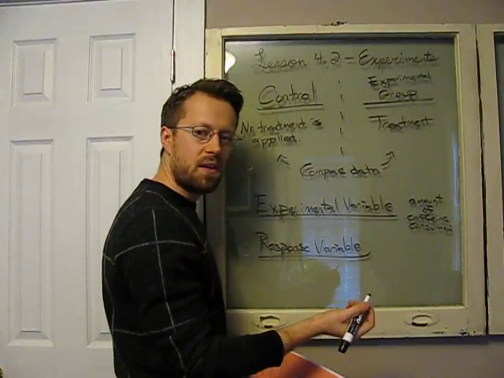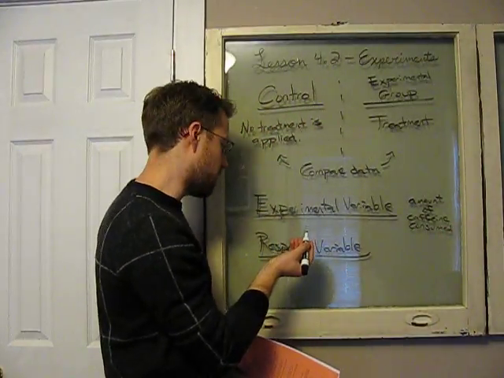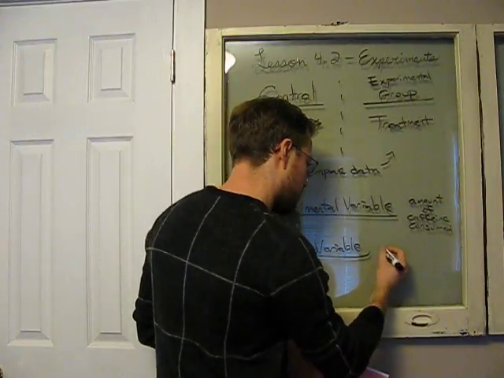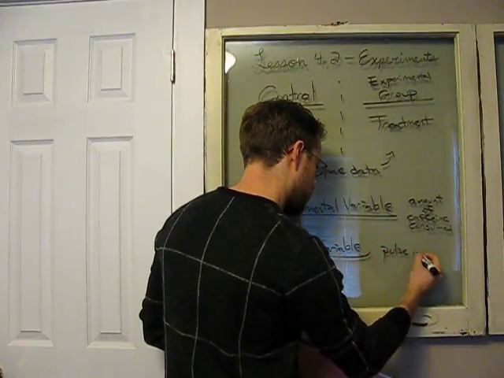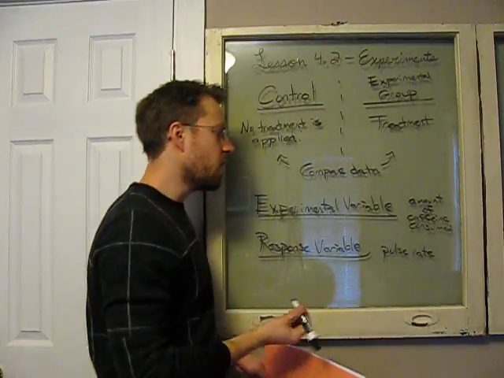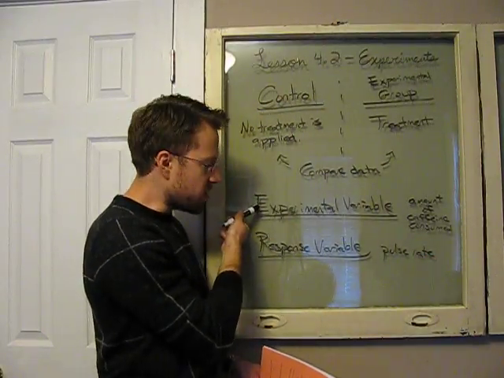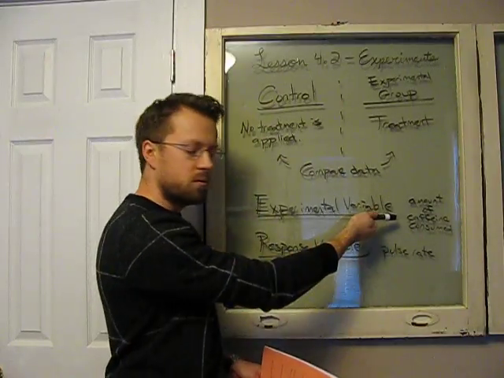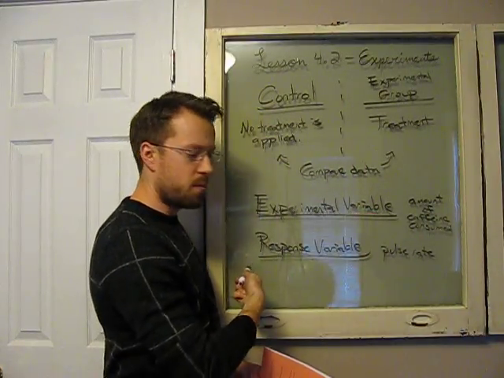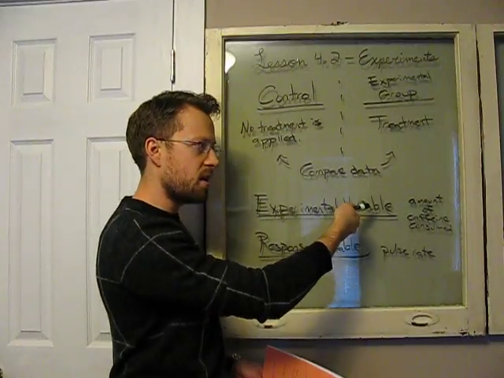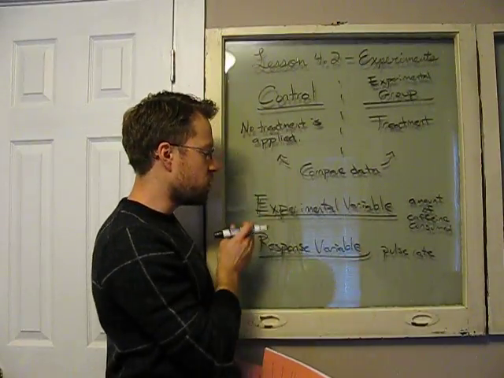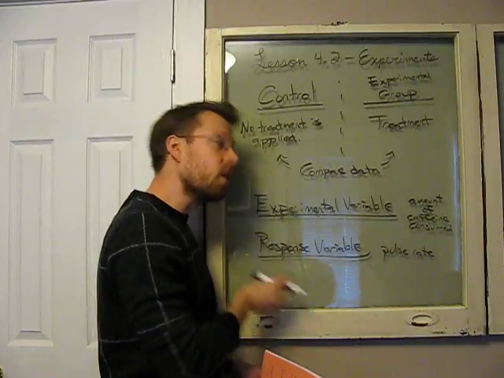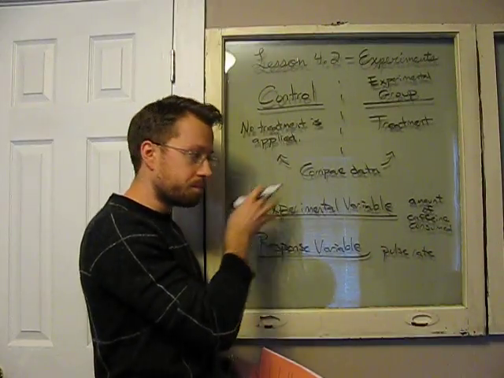The amount of caffeine consumed would be the experimental variable. The response variable would be the pulse rate. I think this is affecting this. So experimental variable, caffeine; response variable, what we're measuring to see if this has an effect on that. So think about it this way. The response variable is responding to the experimental variable.